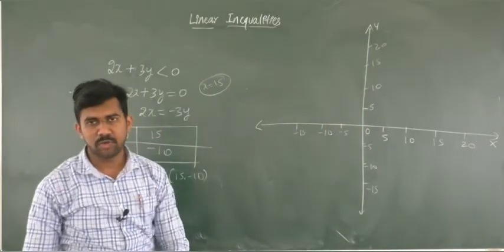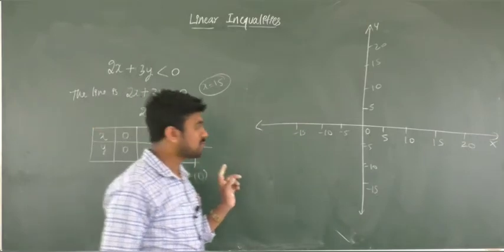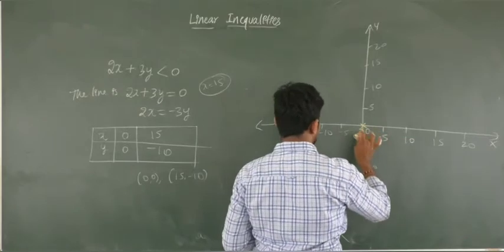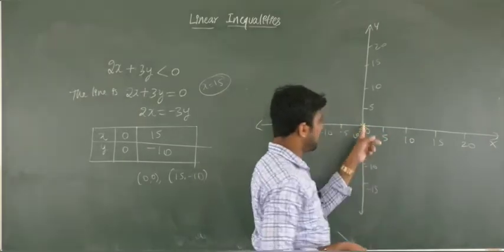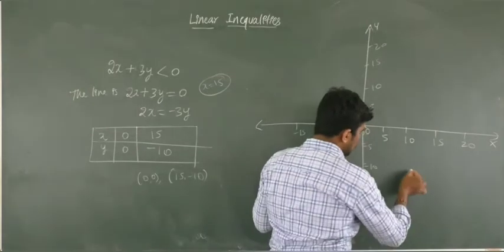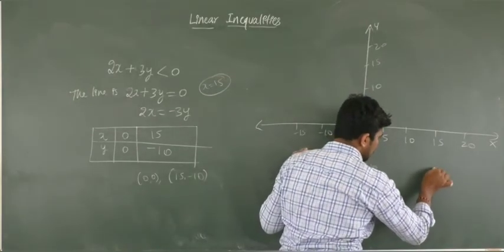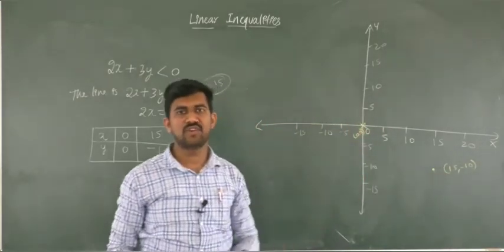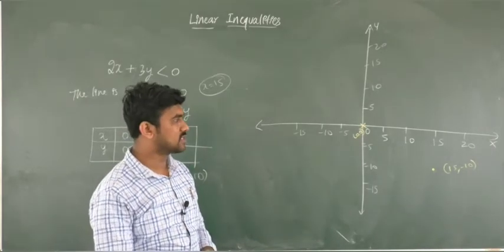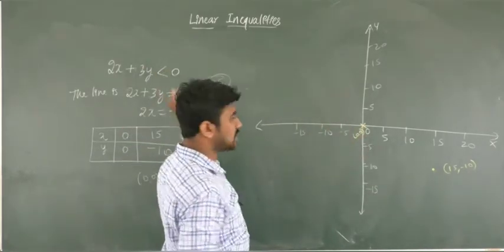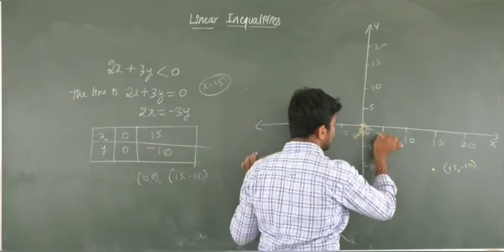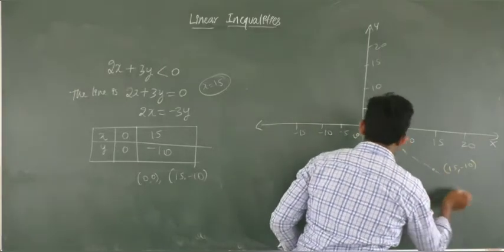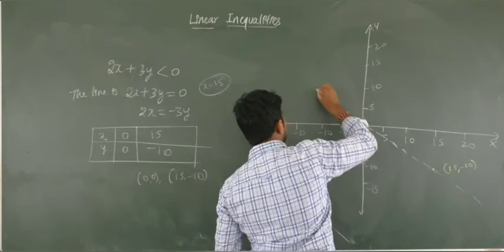Now mark the points. 2 points we have, that is 0, 0 and 15, minus 10. 0, 0 is this point. Next point, 15, minus 10: x is 15, y is minus 10. So we get this point of intersection. This is 15, minus 10, in the fourth quadrant. Now join the points. Clearly it is a strict inequality, so join the points by using a dotted line.